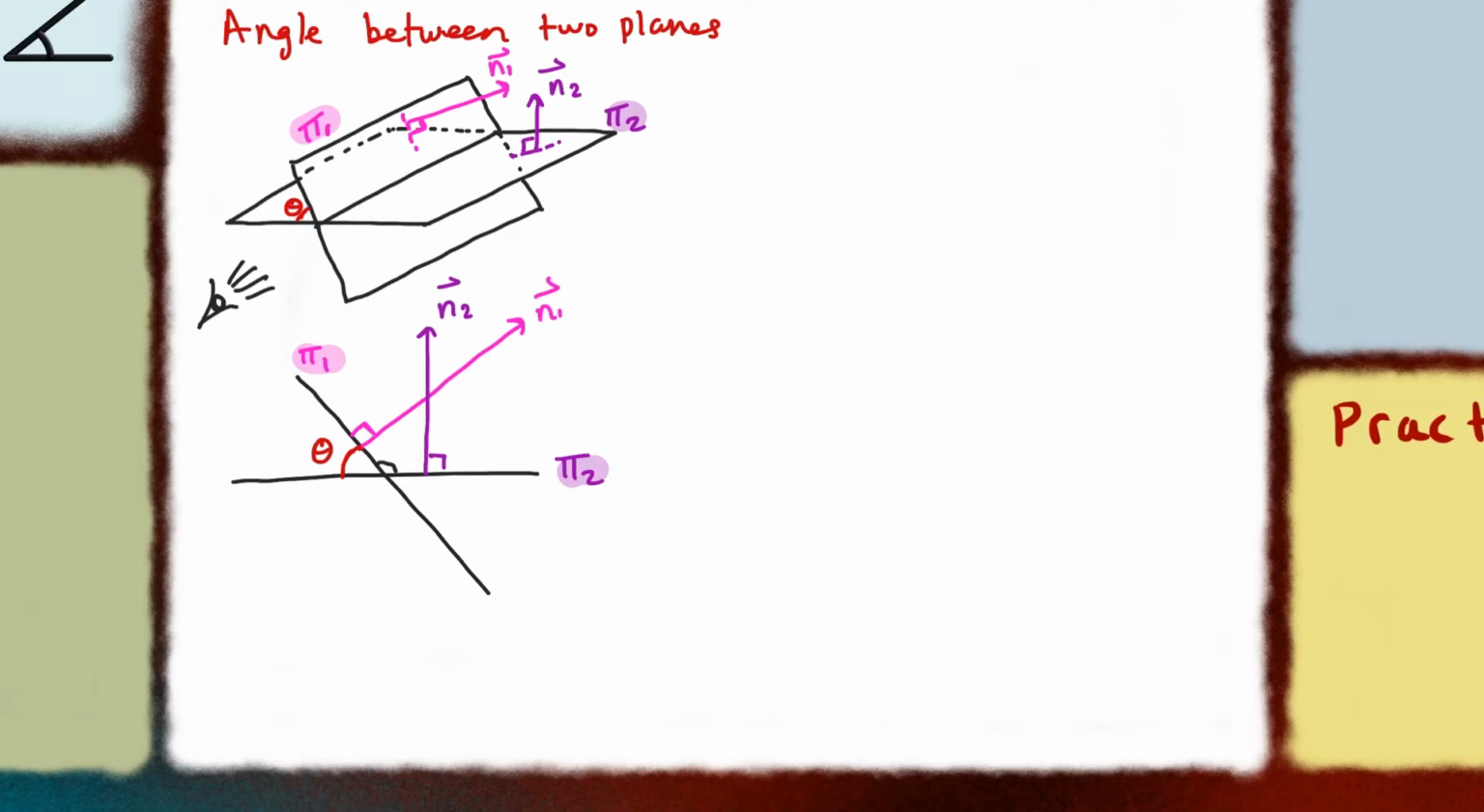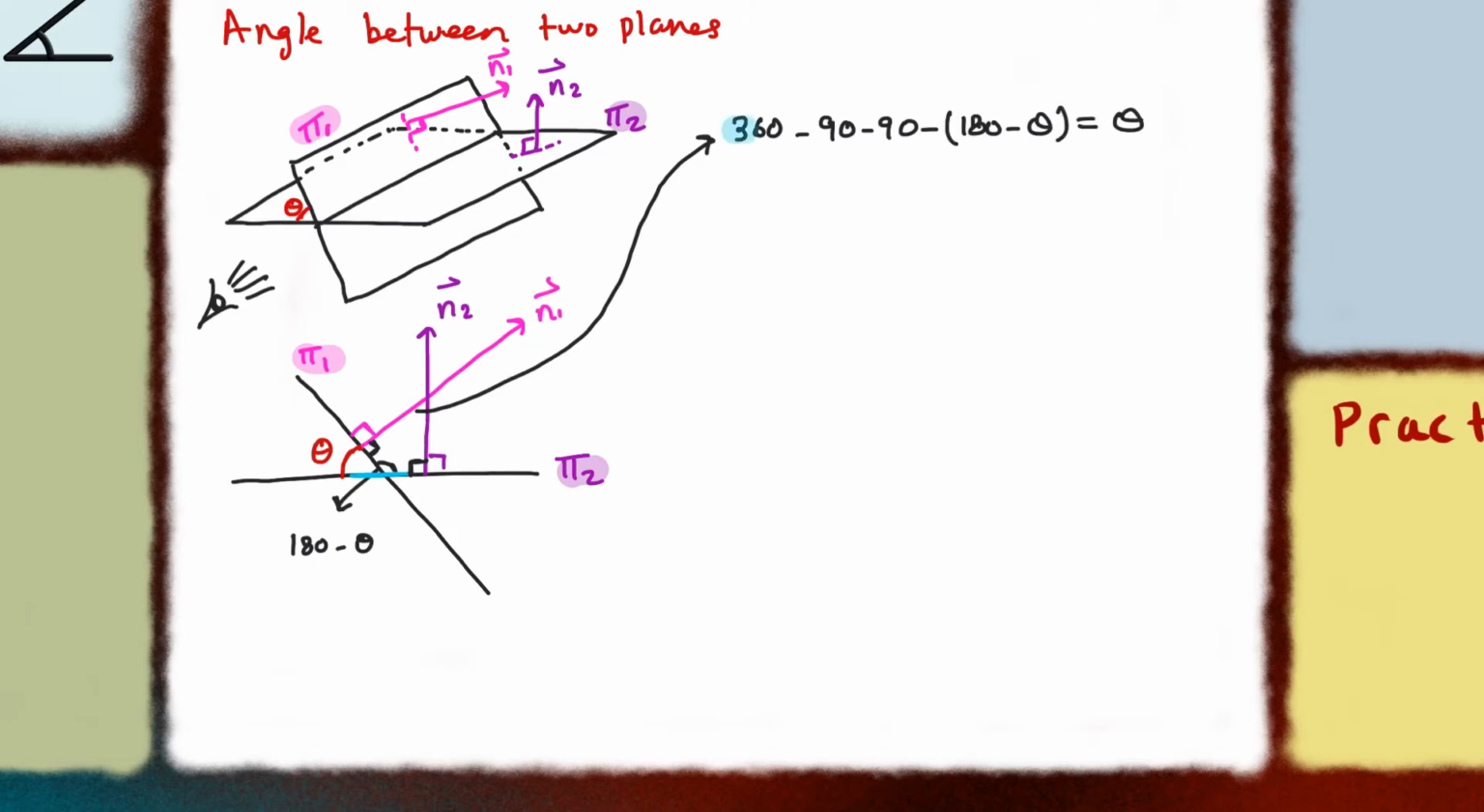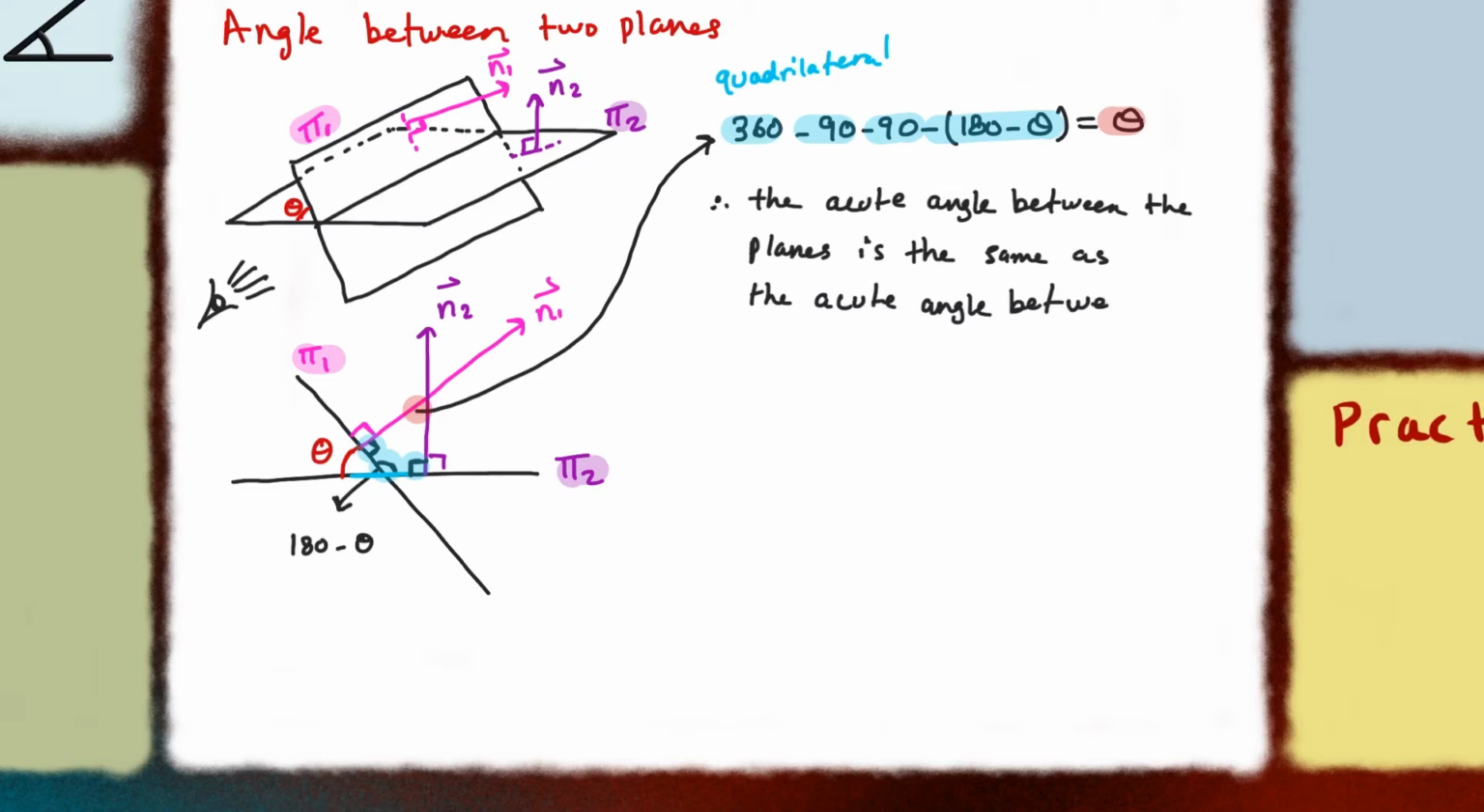Note that we have formed a quadrilateral here, right there in between, and the angle shown there, the obtuse angle, is 180 minus theta because we have a straight line there. And we have two other angles there which are both 90. And the missing angle is going to be 360, because it's a quadrilateral, minus 90 from the two perpendicular lines, minus 180 minus theta, which is the obtuse angle, and that gives us theta, meaning that the acute angle between the two planes will be the same as the acute angle between the normals.